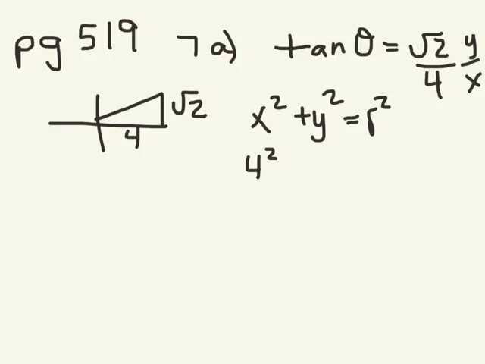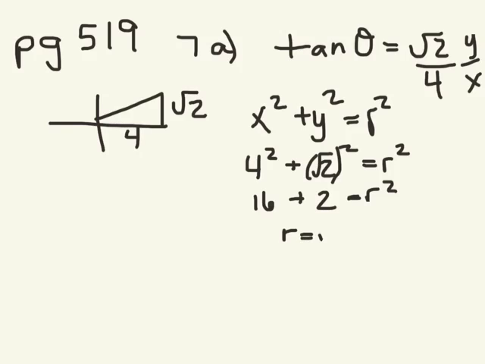So 4 squared plus root 2 squared equals r squared. So 16, root 2 squared is just 2, equals r squared. So r is equal to the square root of 18. Now, for those of you who haven't rationalized denominators before, or even looked at radicals like this and simplified them, remember that another way of writing 18 would be 9 times 2.